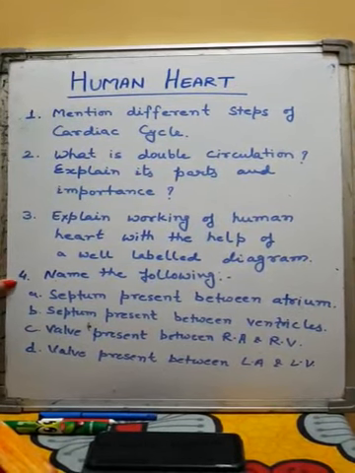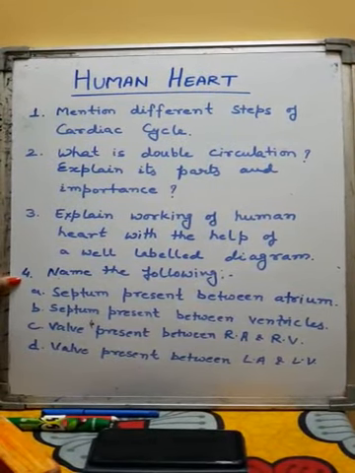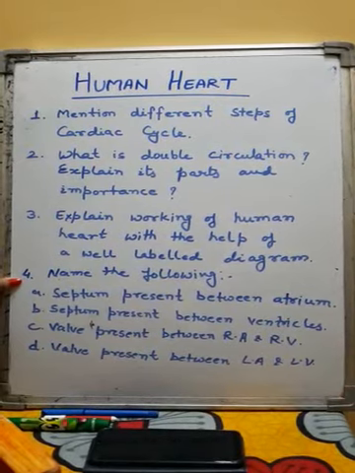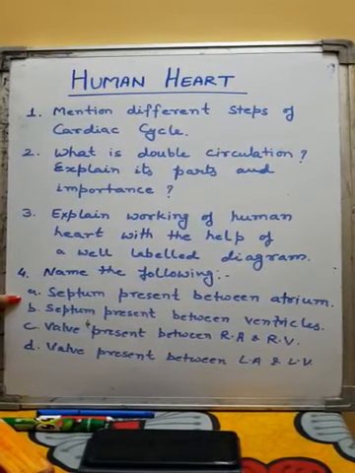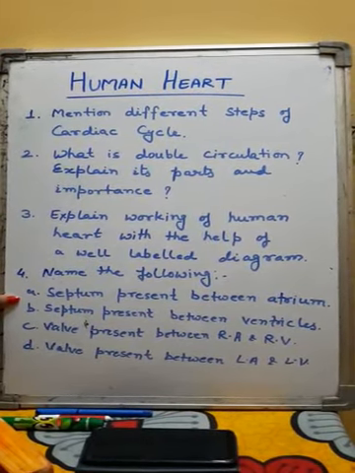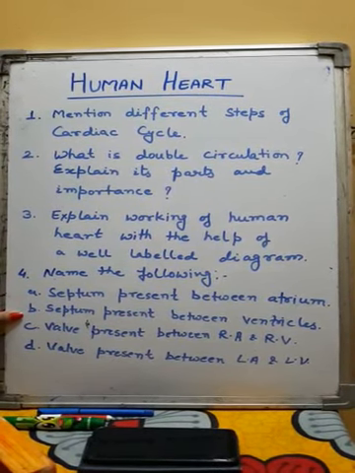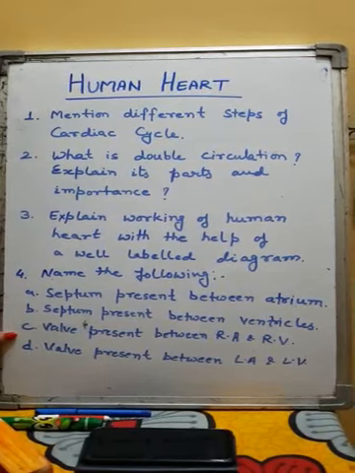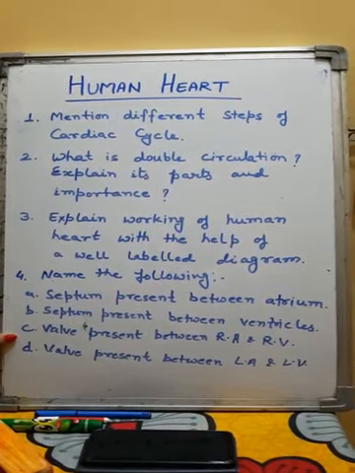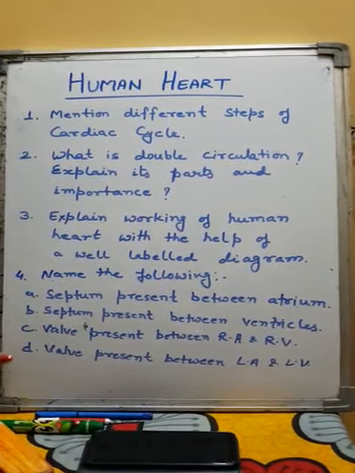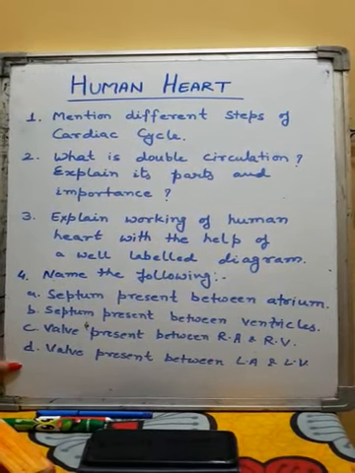In the fourth question, you have to name the following. A, septum present between atriums. B, septum present between ventricles. C, valve present between right auricle and right ventricle, and D, valve present between left auricle and left ventricle.